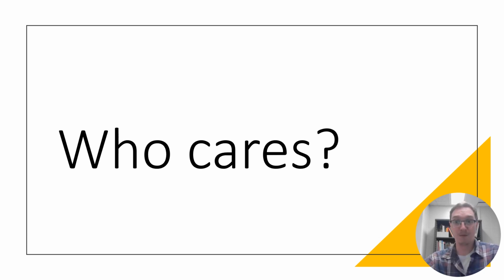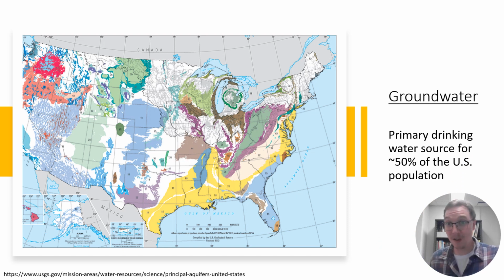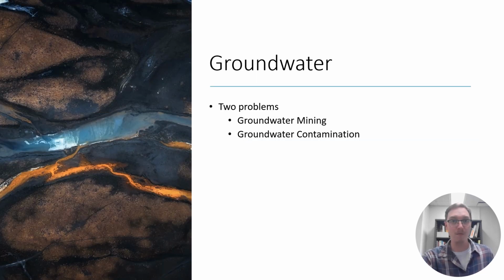Who cares, right? We live in an area where we are very fortunate to have a surplus of water on the surface. Well, about 50% of our drinking water in the United States comes from groundwater. So if we have issues with our groundwater, we have issues with our source of drinking water, and that's a really big concern. There are two main problems, groundwater mining and groundwater contamination. We're going to step through both of those and the issues that come out of both of them as well.